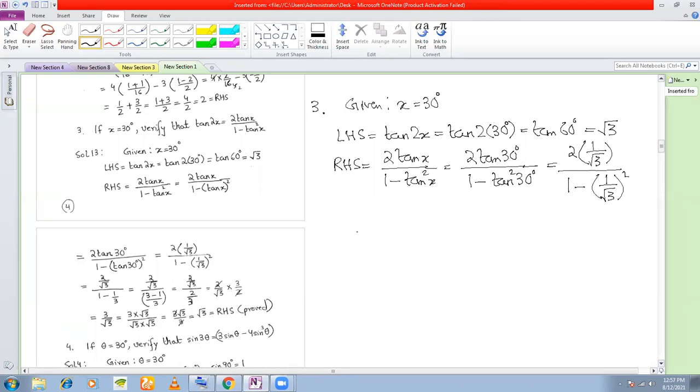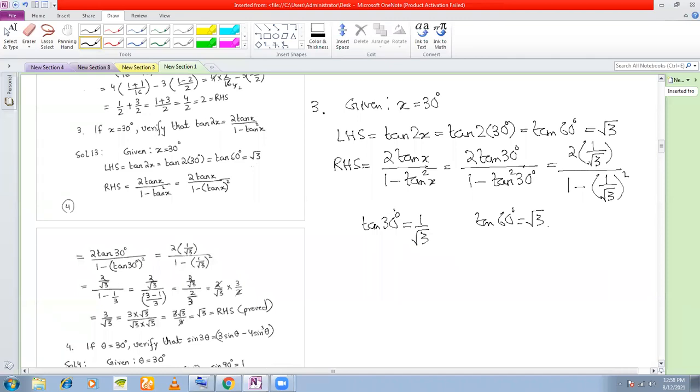Just a small trick for you to remember. Sometimes you get confused while memorizing, between the values of tan 30 and tan 60. Tan 30 is actually 1 by root 3 and tan 60 is root 3, right? So you might get confused: is tan 30 equal to root 3 or 1 by root 3? Then how will you get over this doubt?